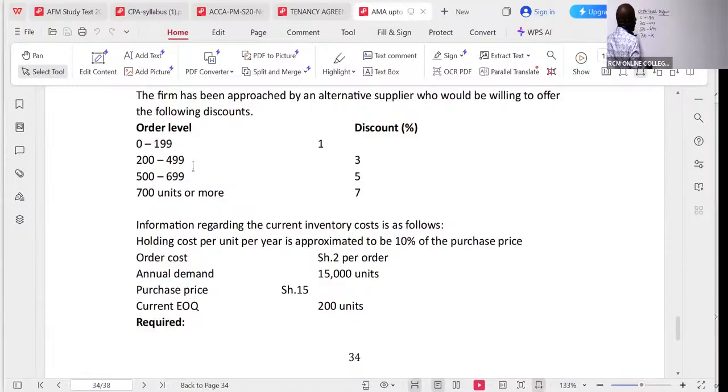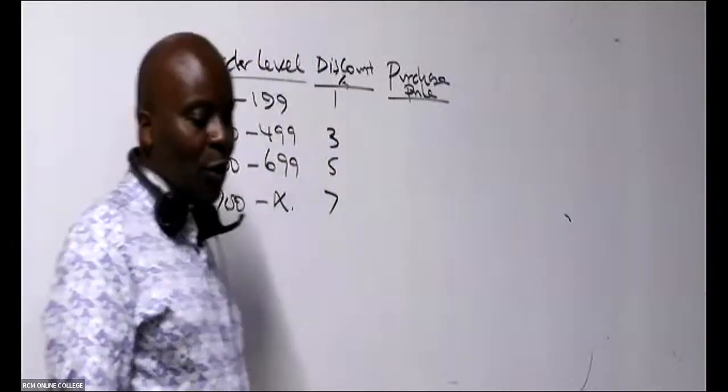Then the discount percentage: what do we have there? We have 1, 3, 5, 7. For each of these, give me the purchase price. You see, the normal purchase price has been provided, my students. The normal purchase price is 15. It has been given.